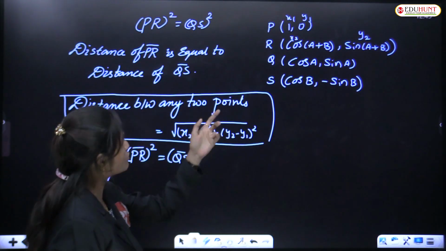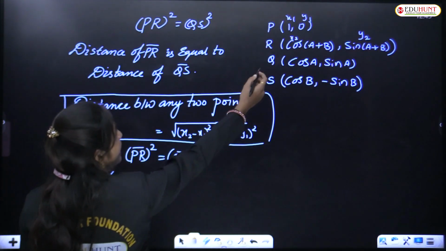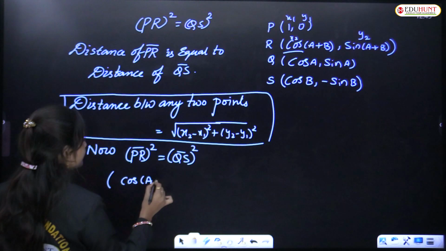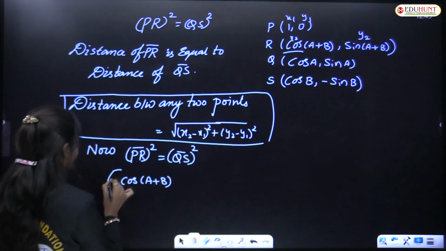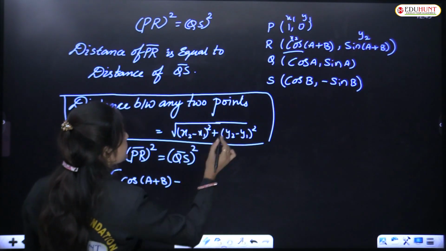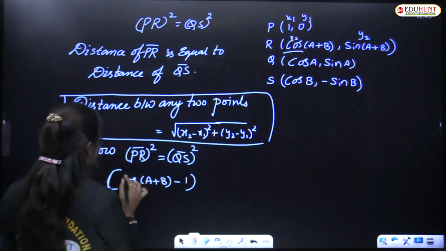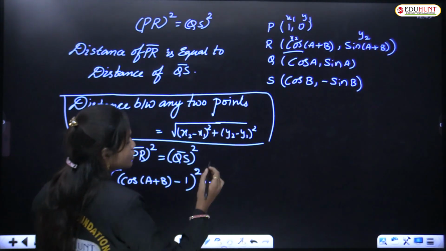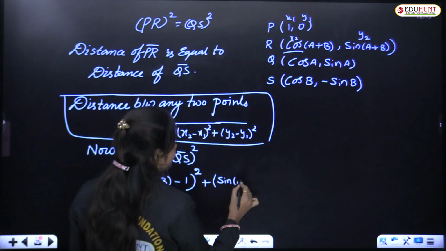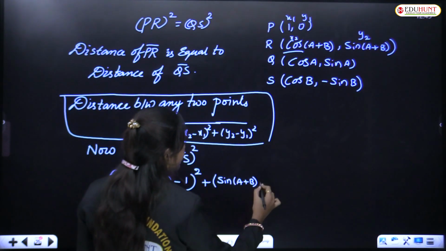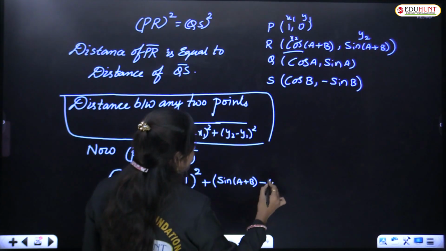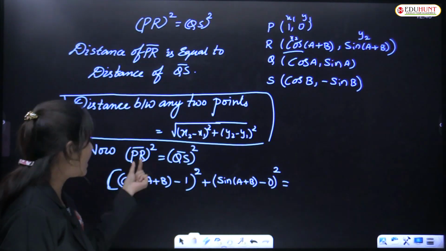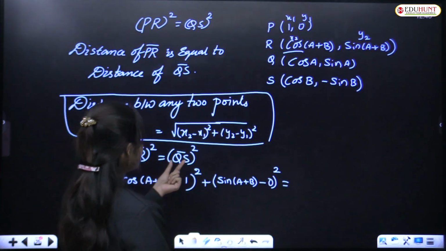Because whole square is there, no? So anyway you can take that. So what is the x2 value here? Cos of A plus B. That is x2 minus x1 is 1. So x2 minus x1 whole square plus y2. So what is the y2 here? Sin of A plus B. y2 minus y1 is 0 whole square. Okay, so this is the distance of PR whole square, which is equal to QS.